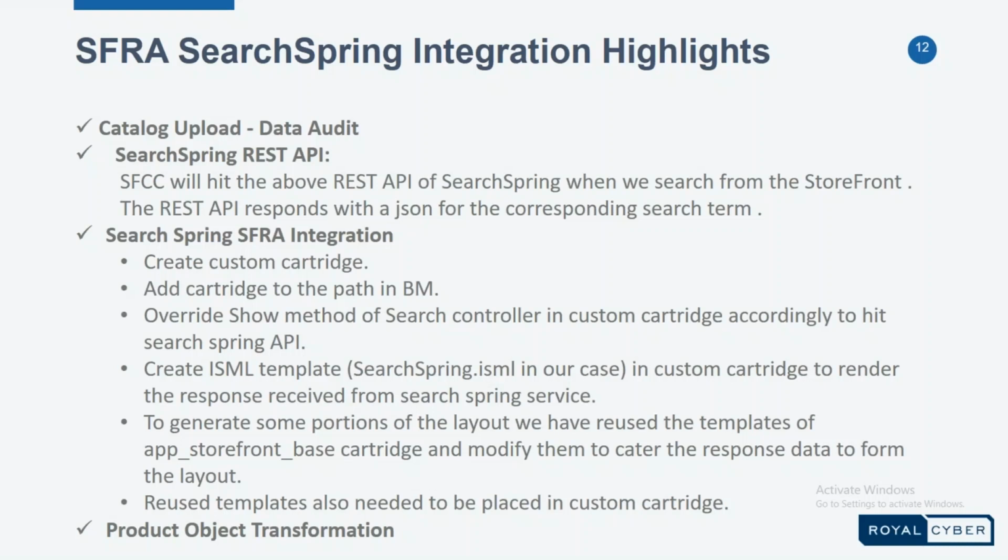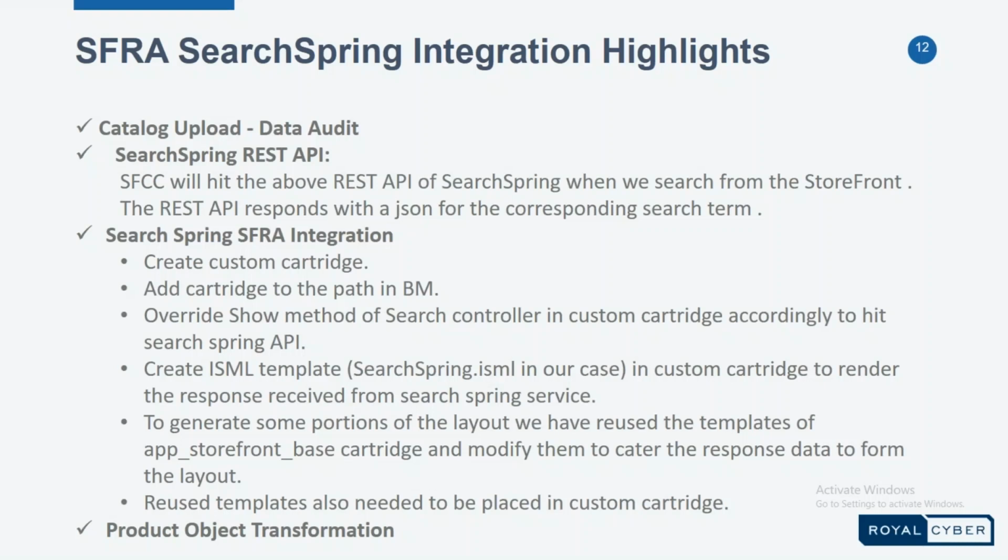And furthermore, there are ISML templates, which are just like the HTML pages or the front-end pages. For the ISML templates, we cannot extend, but we can override. For the overriding, we just have to place the existing templates in the same path in our custom cartridge, so that it can take the preference from the custom cartridge and not load from the base cartridge.